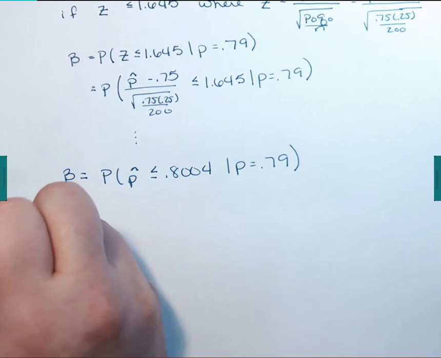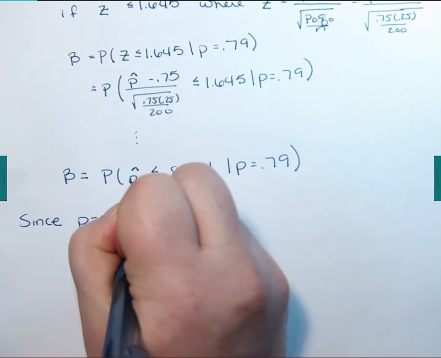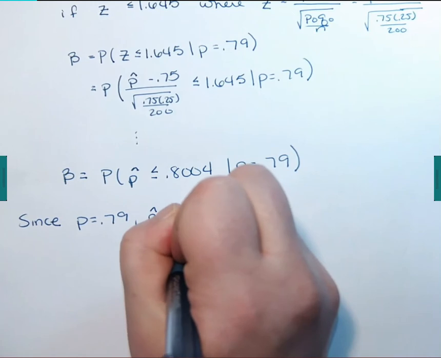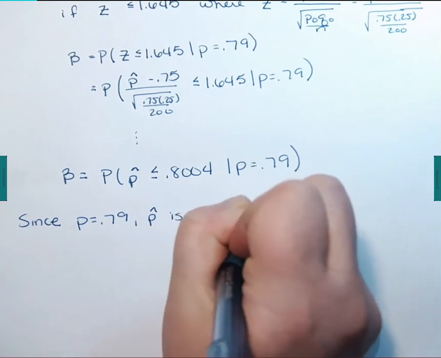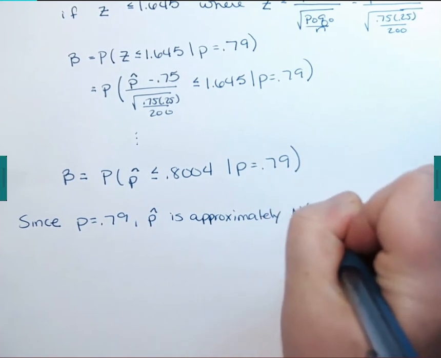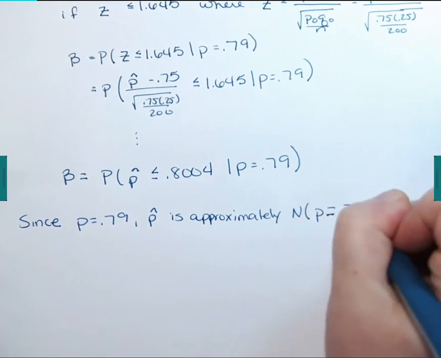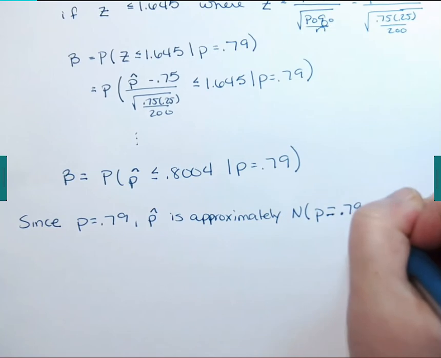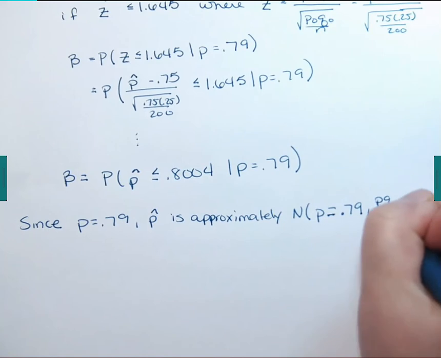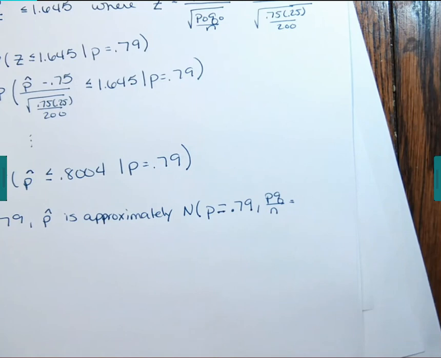Now, since under the alternative p is equal to 0.79, if we look at the sampling distribution of p hat, we know that p hat is approximately normal with, oops, that's an equal sign, p equal to 0.79, and the variance is going to be equal to p times q divided by n, and we're going to estimate p and q using p hat.